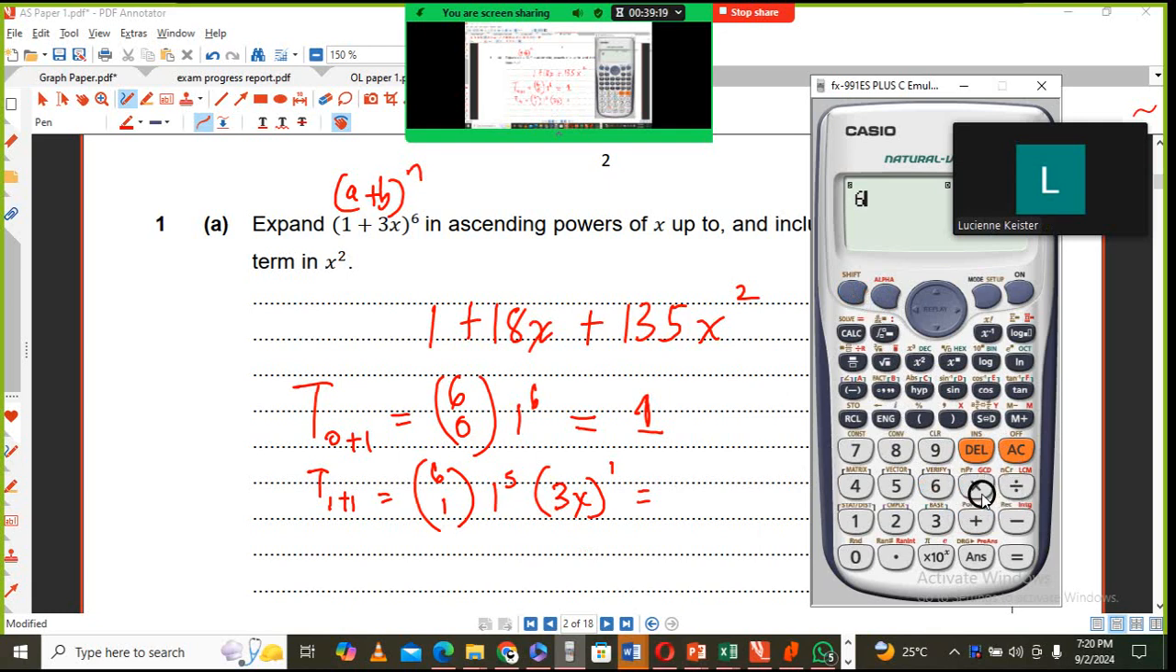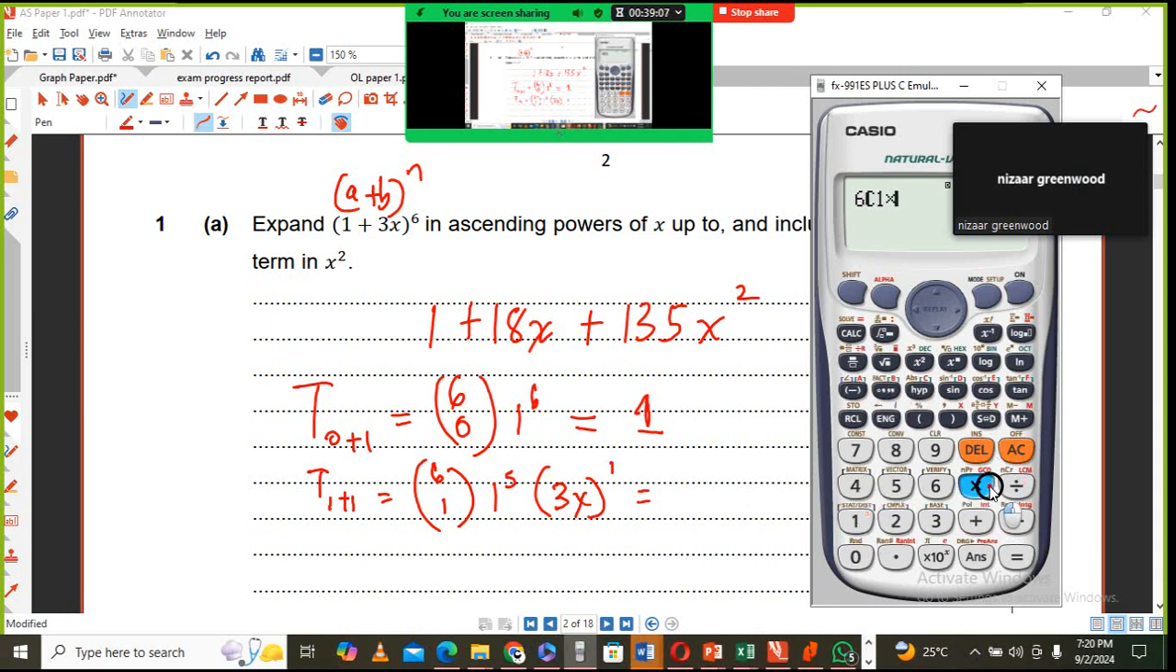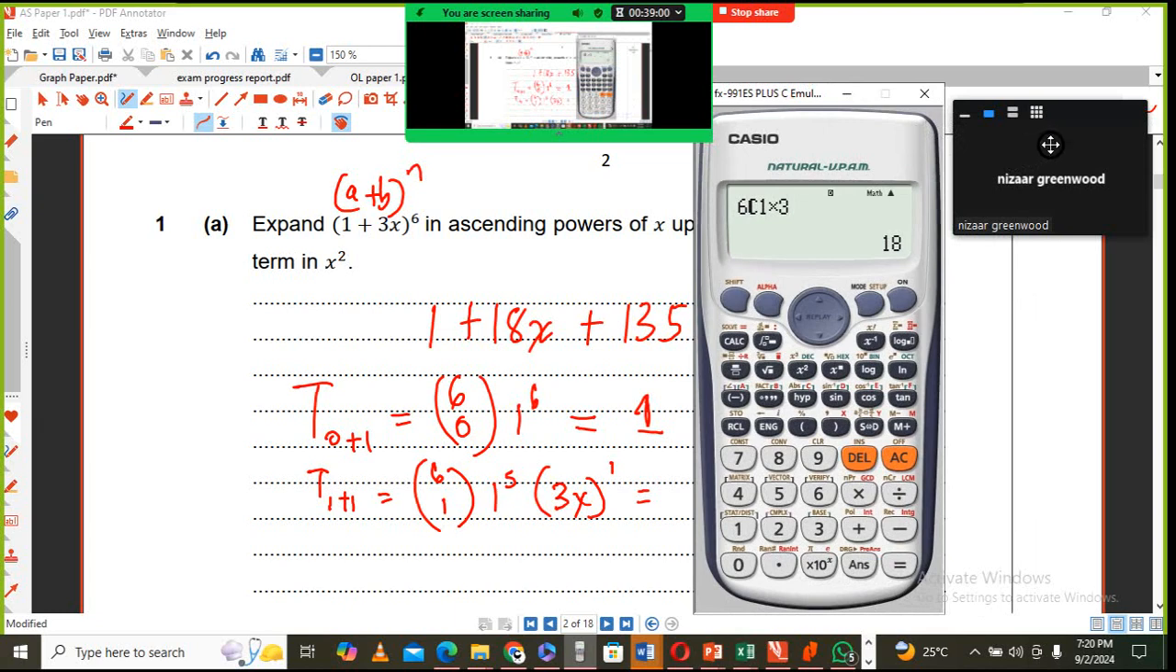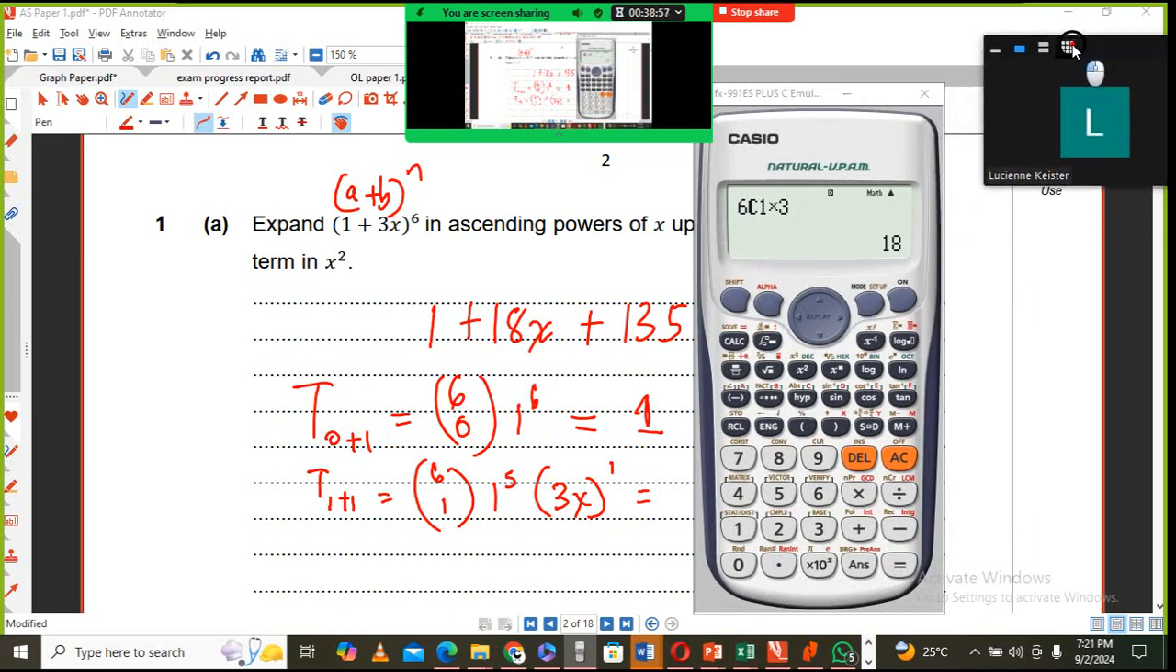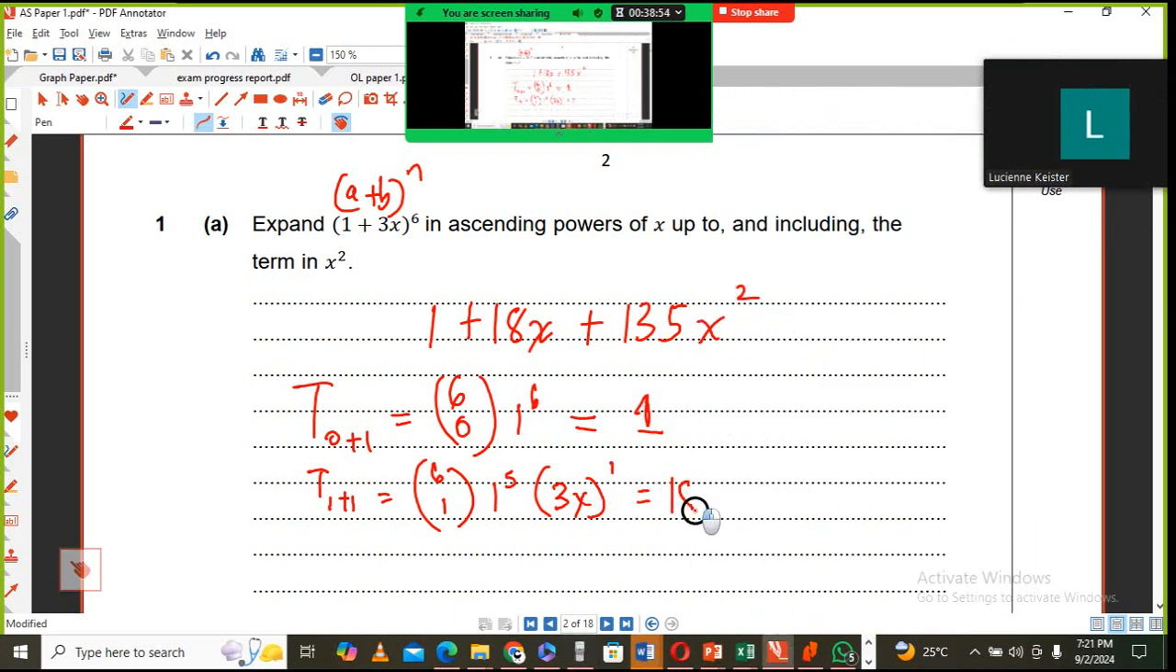Where's my choose button? I'm on the calculator. Where's choose? Is it on the AC? Under the AC, correct. So that's 6, and then I multiply that obviously with 3. And then I get 18. Yeah. Okay, so that's how you get the 18.